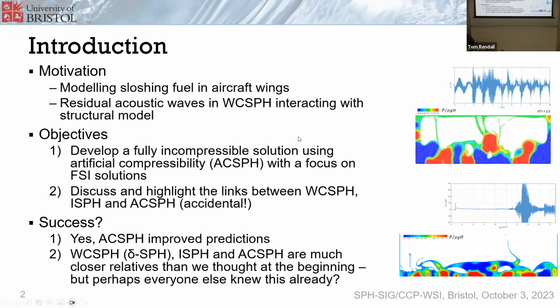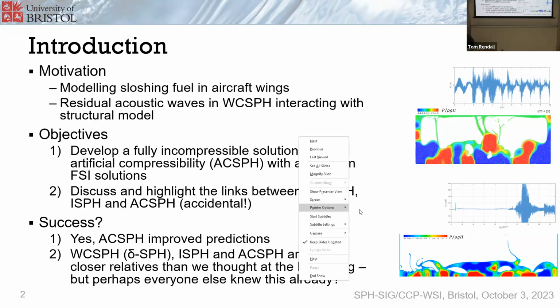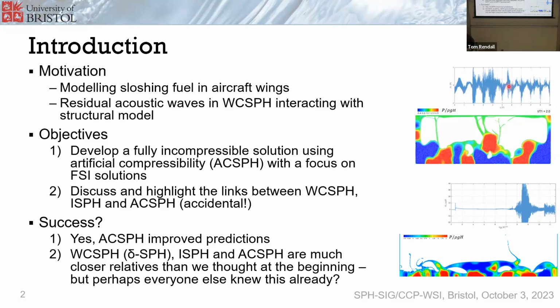So if you look in the top right, see if we can get a pointer. This is an example of quite noisy forces and integrals of pressure thereby coming from a weakly compressible model.